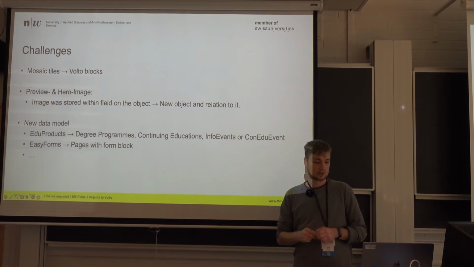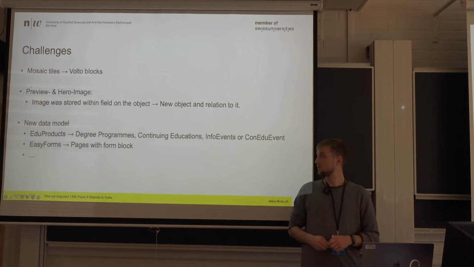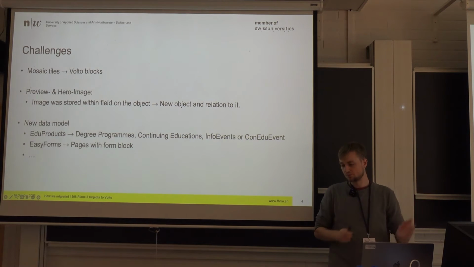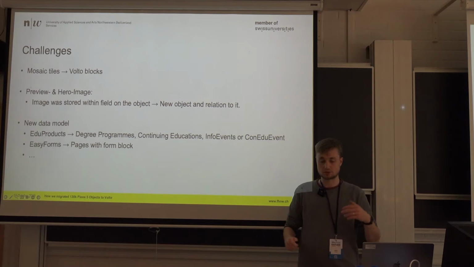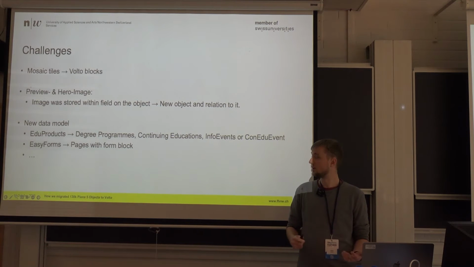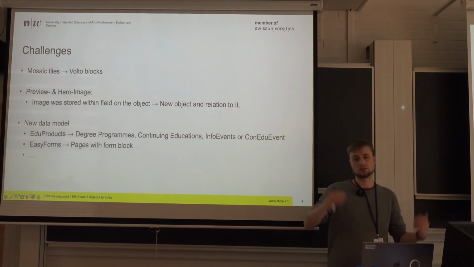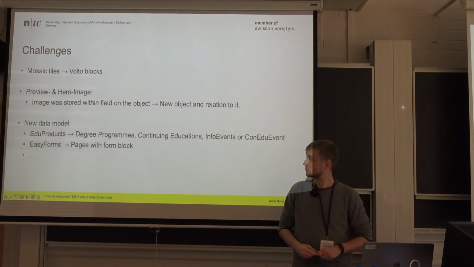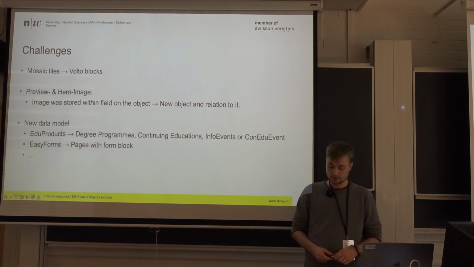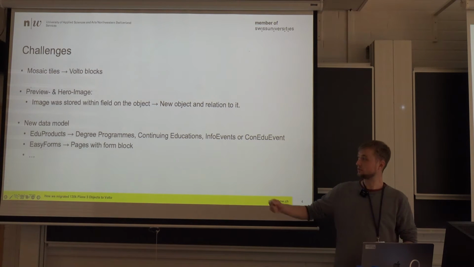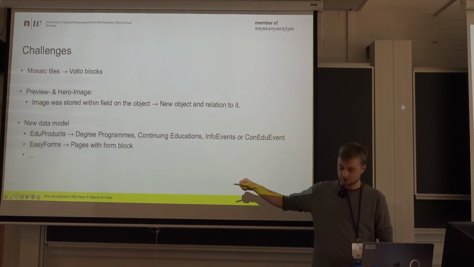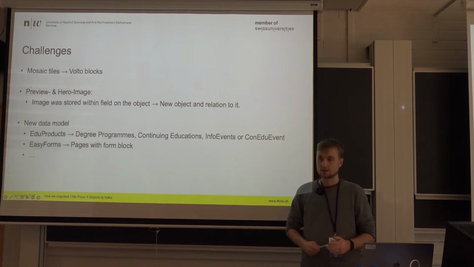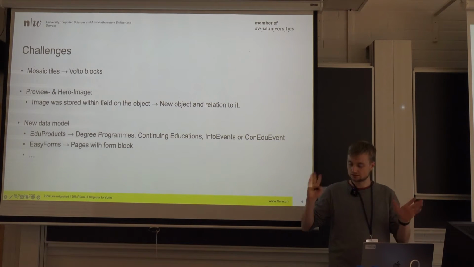The third challenge: the new data model. As I said, we wanted to make our system future-proof, so we had to change a lot in our data model because the old one was historically grown. For example, we had educational products, which we split up in the new system into degree programs, continuing educations, info events, and continuing education events. You can imagine migrating this could be a bit hard.